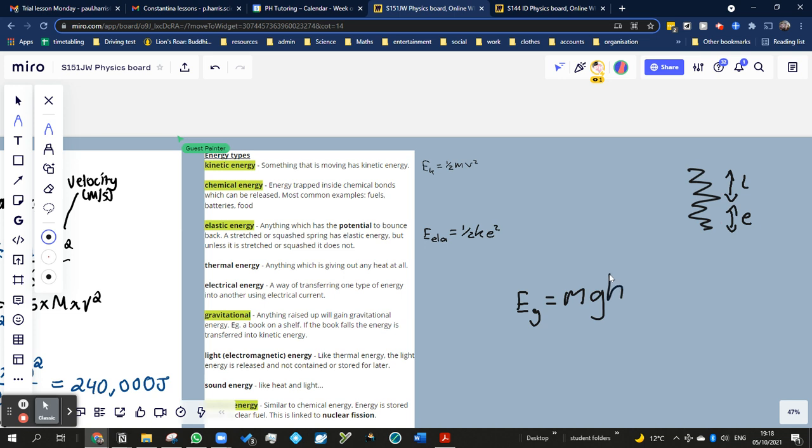times the height. So if we had the floor, and then we've got a ball that has a certain mass, maybe the mass is equal to 2 kilograms, and then it's been lifted up a certain height, maybe the height is equal to 3 meters. If it was lifted up even higher, it would have more gravitational energy, but also if it was heavier, it would have more gravitational energy.